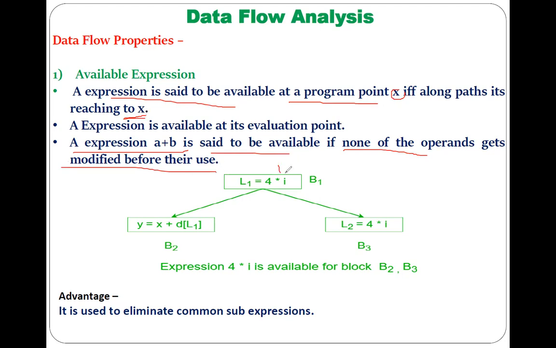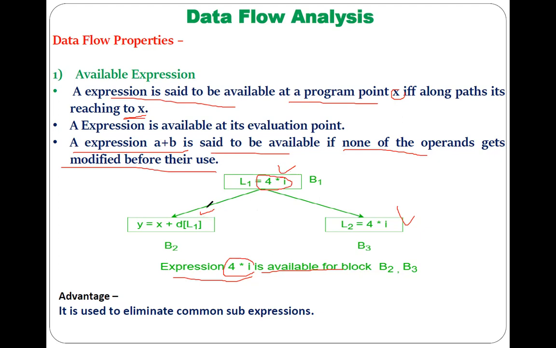Now here L1 equal to 4 into I, and this is one basic block, this is another basic block, this is another basic block. Now here what is said? The expression 4 into I is available for the basic blocks B2 and B3. What is being said? This expression 4 into I is available for B2 and B3. Now, why is it being said it is available for B2 and B3?